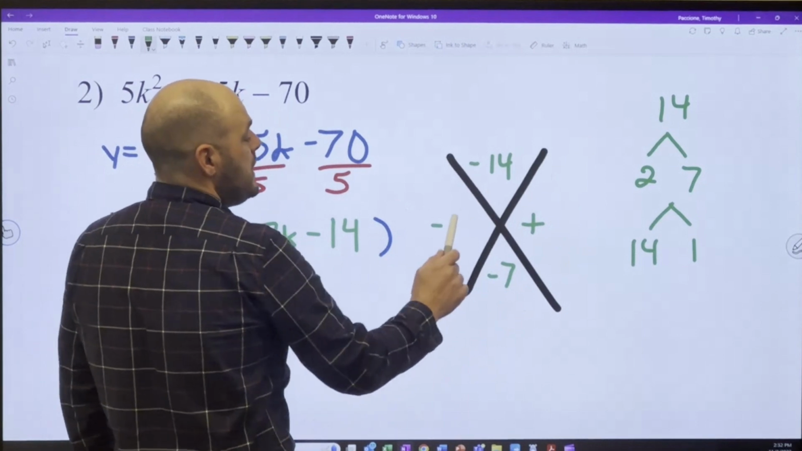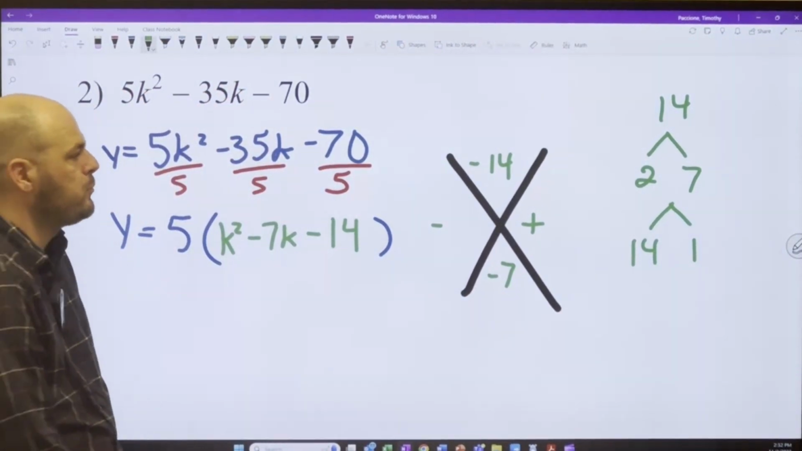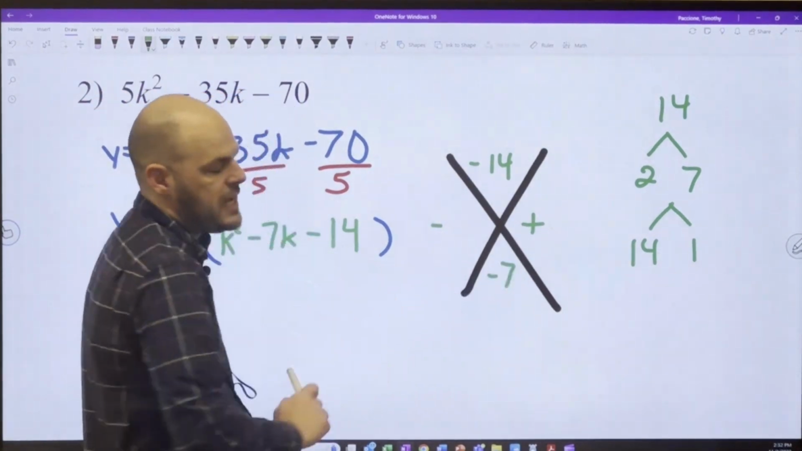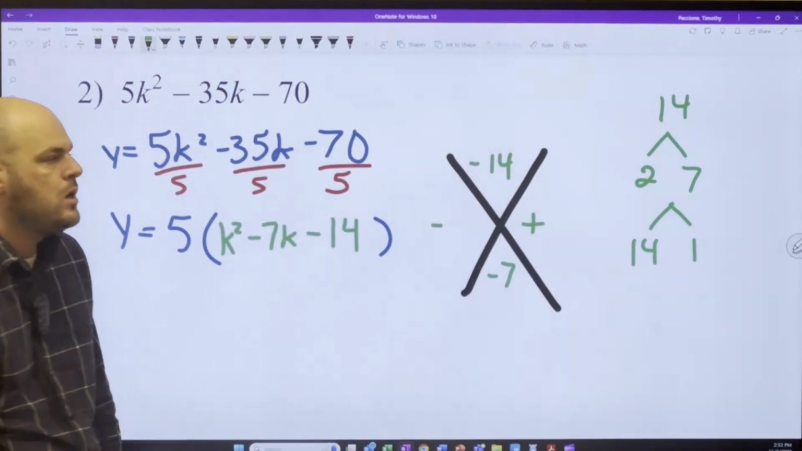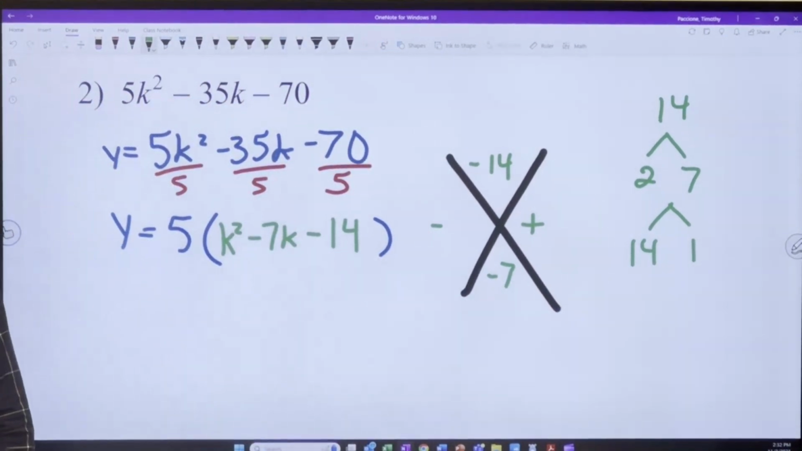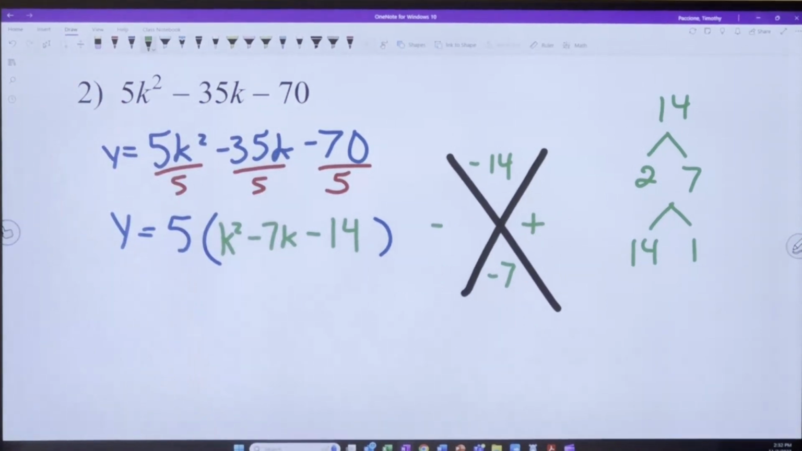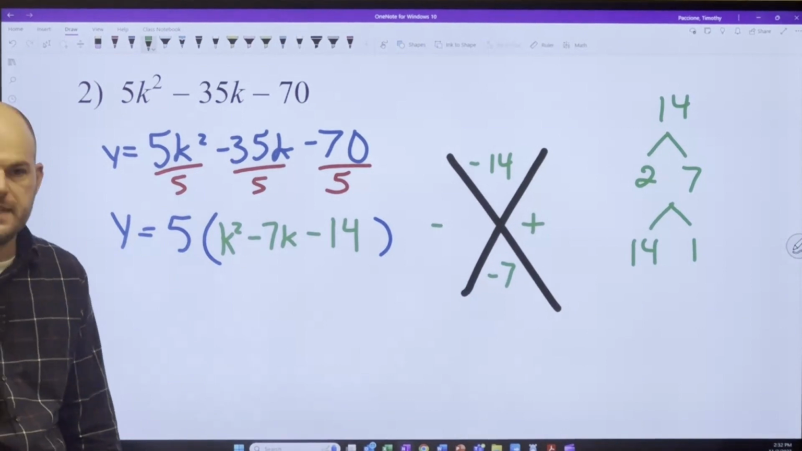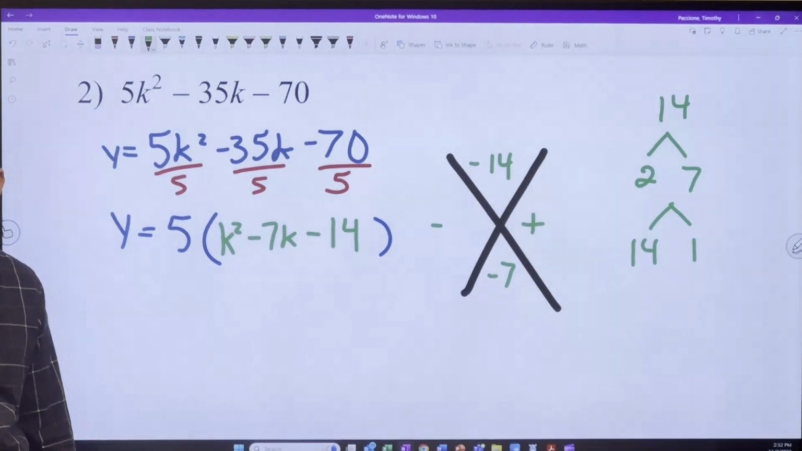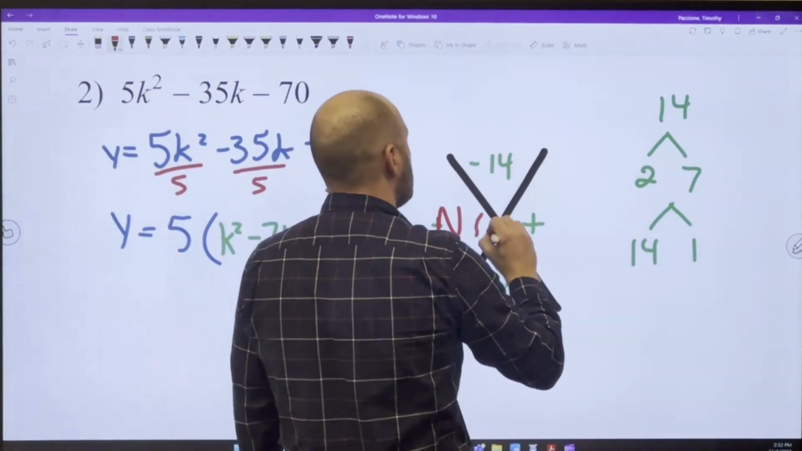There's 4 possibilities here. Let's go through them. Negative 2 and positive 7. Does that give you a negative 7? No. Negative 7 and positive 2. Does that give you a negative 7? No. Negative 14 and positive 1. Does that give you a negative 7? No. Negative 1 and positive 14. Does that give you a negative 7? No. So what does this mean? We don't go to decimals. It's not undefined, but this didn't work.